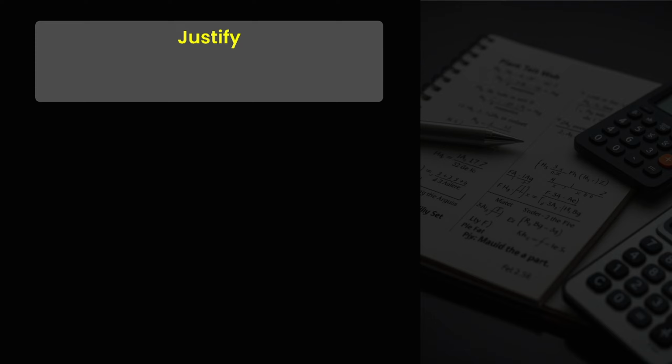The next word is justify. Give a reason with evidence or science. For example, justify your choice of fuse in a 3 ampere appliance. You would say that because the current is below 3 ampere, a 5 ampere fuse allows too much current before breaking. A 3 ampere fuse is safer. This is not just a choice, it's a defended argument.